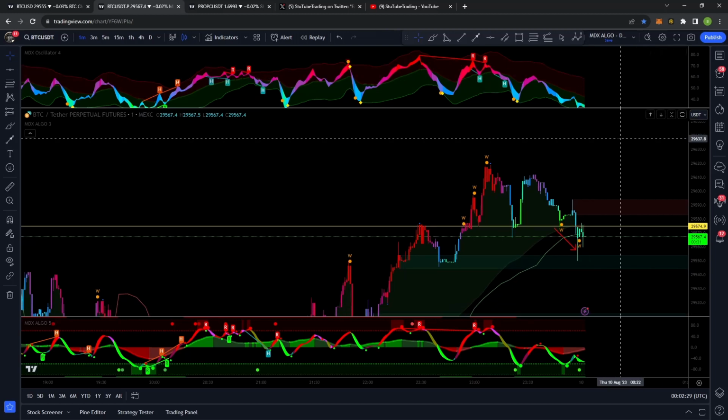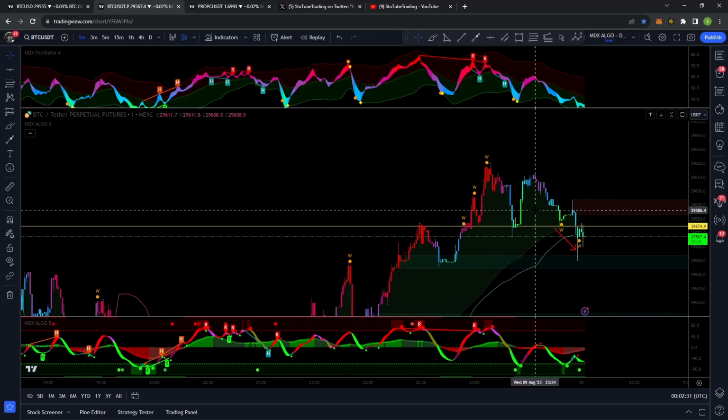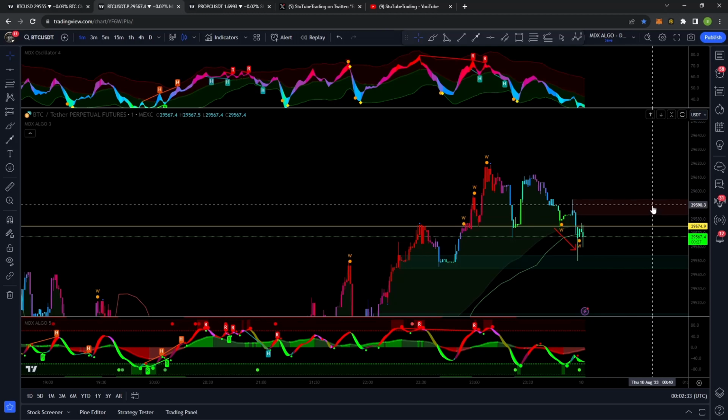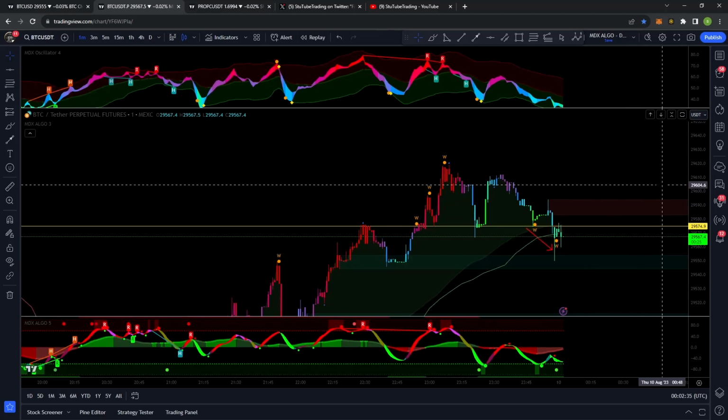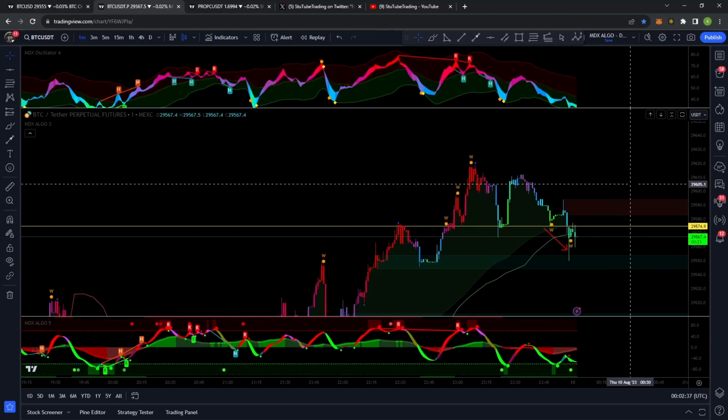It's looking like I want a short, but I'd rather get some kind of a bounce, just a little bit higher of an entry if it was to happen.